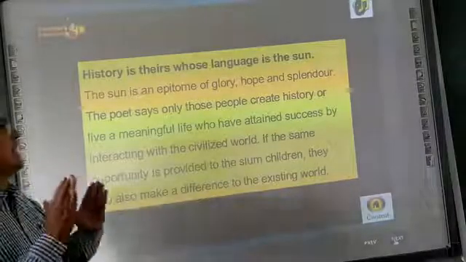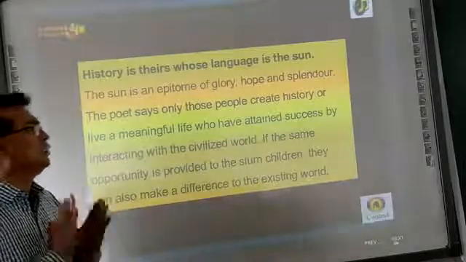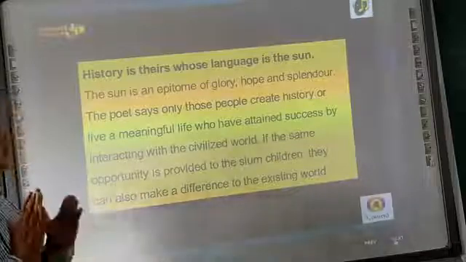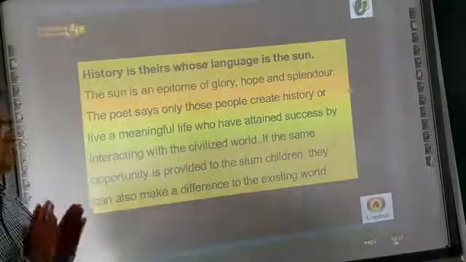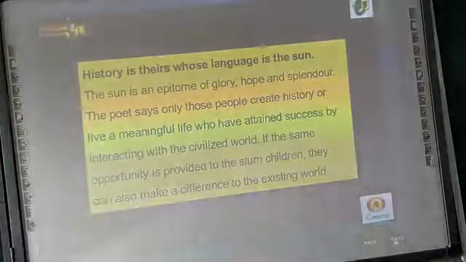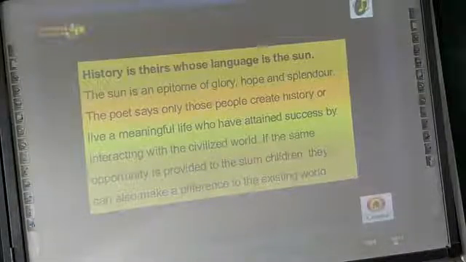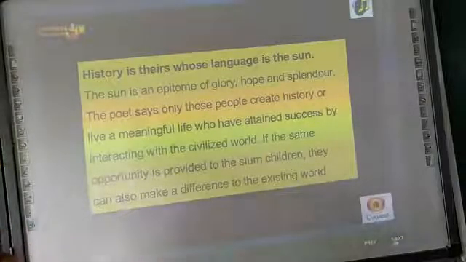"History is theirs whose language is the sun." The sun is an epitome of glory, hope and splendor. The poet says only those people create history or live a meaningful life who have attained success by interacting with the civilized world. If the same opportunity is provided to the slum children, they can also make a difference to the existing world.